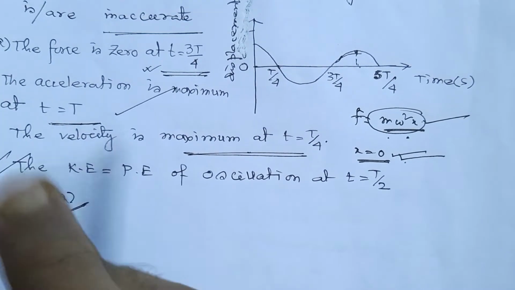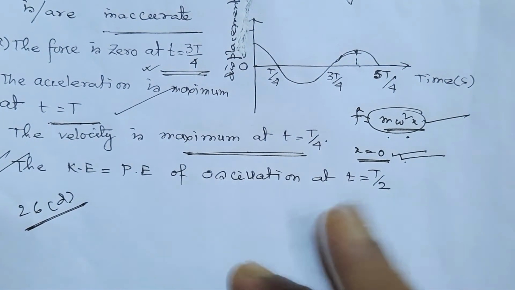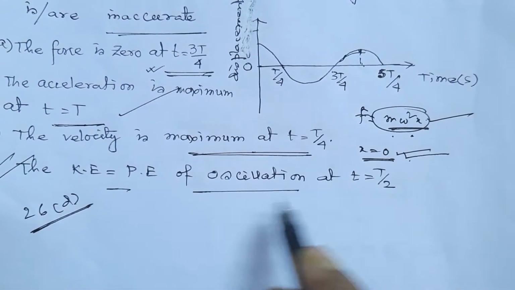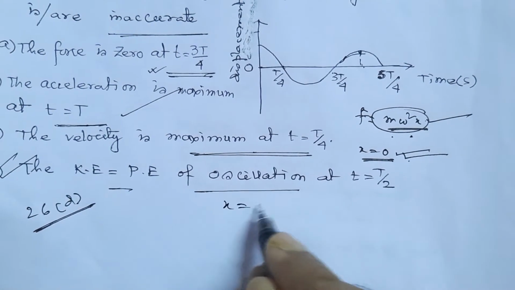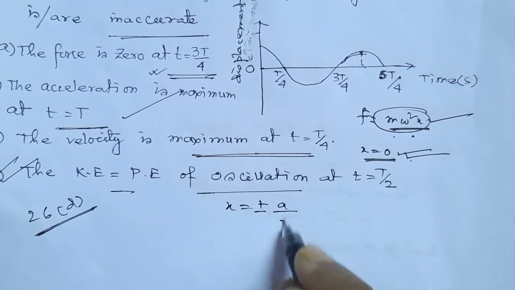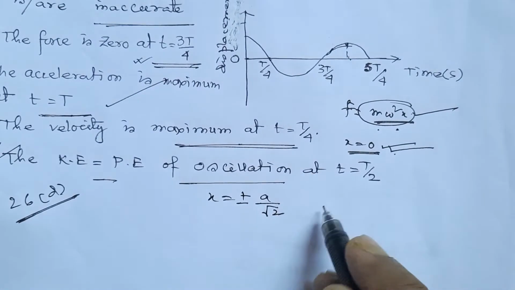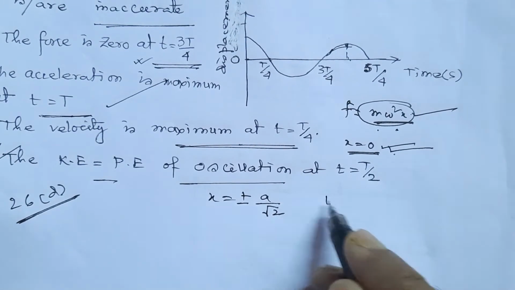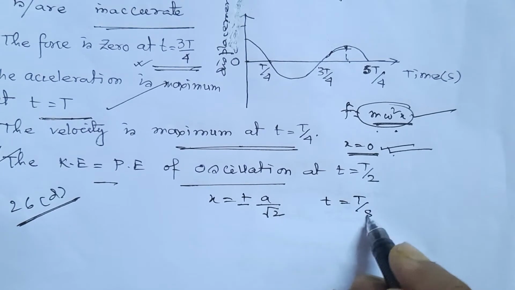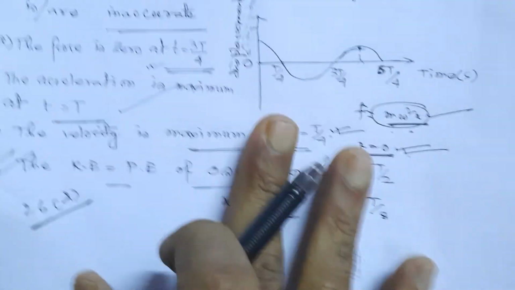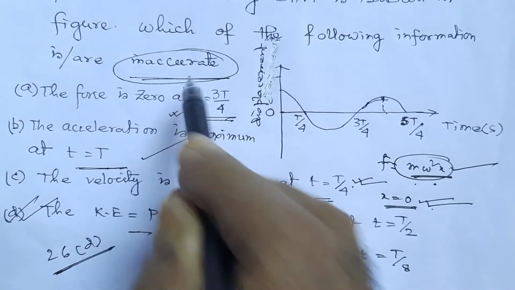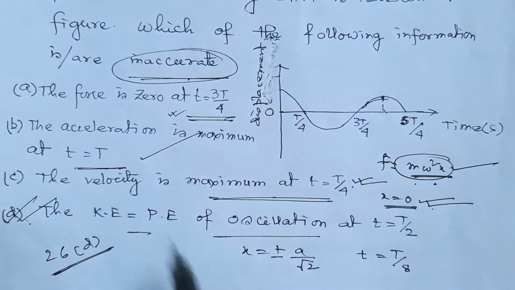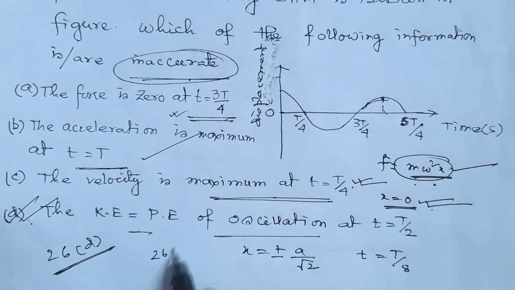And it says that the kinetic energy equals the potential energy. It happens when x = ±a/√2, and it happens at t = T/8, not T/4. So this is the wrong option, and we have to find the inaccurate answer. So D is the inaccurate answer. So our choice for question number 26 is D.